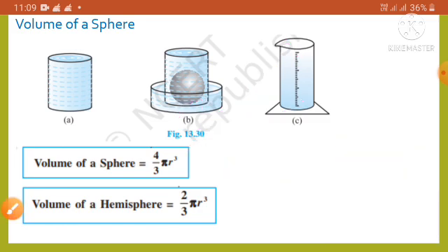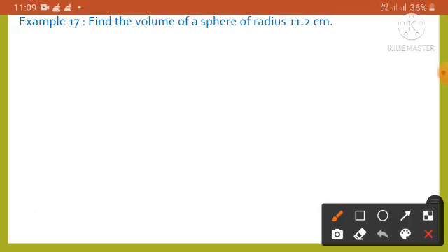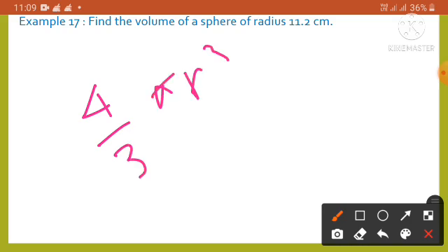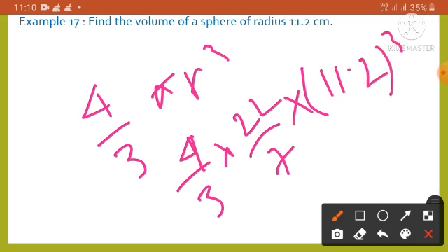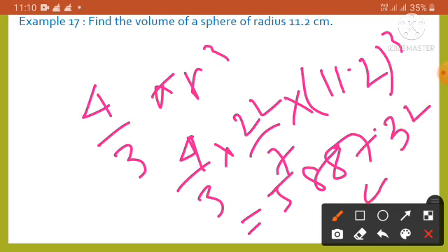Now take the example: find the volume of the sphere of radius 11.2 centimeter. The required volume is 4 by 3 pi r cube, so it will be 4 by 3 into 22 by 7 into 11.2, here it is the r cube, so it gives us 5887.32 centimeter cube.